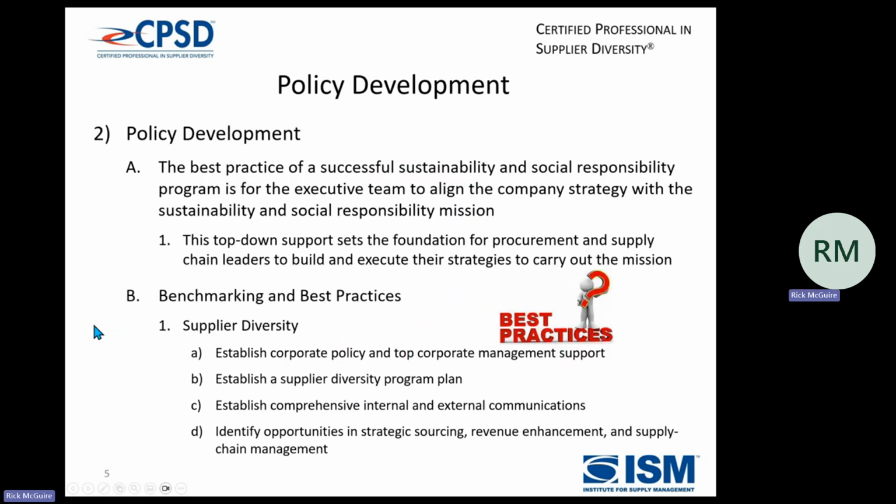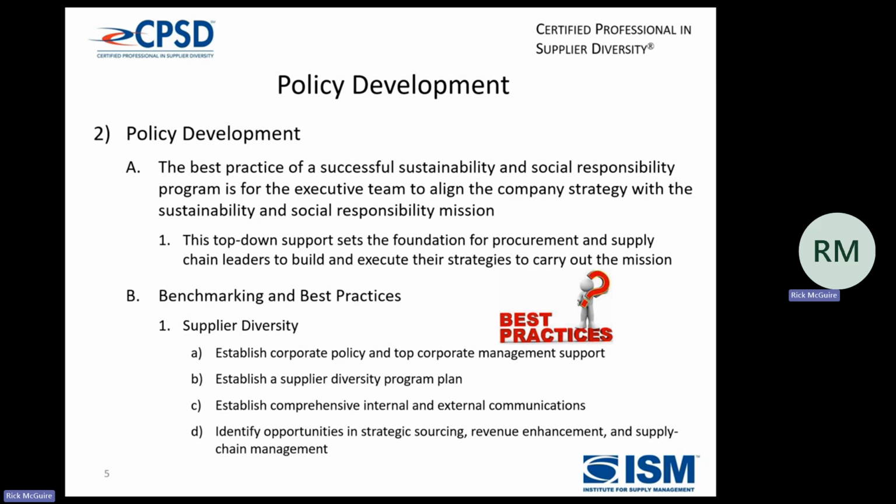Policy development, the best practice of a successful sustainability and social responsibility program, is for the executive team to align the company strategy with the sustainability and social responsibility mission. This top-down support sets the foundation for procurement and supply chain leaders to build and execute their strategies to carry out the mission.